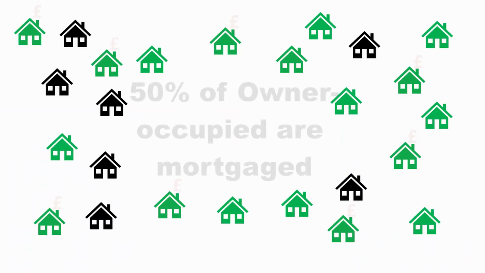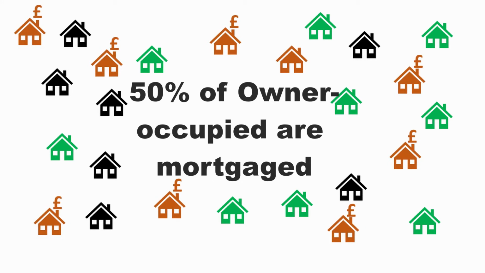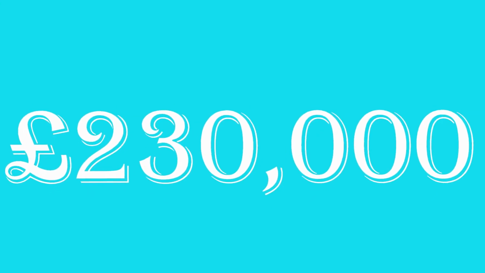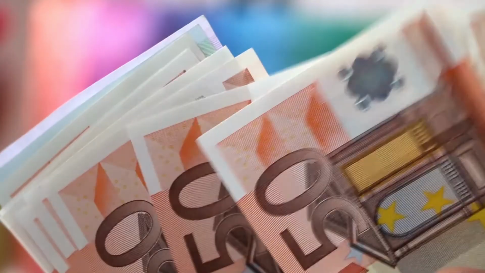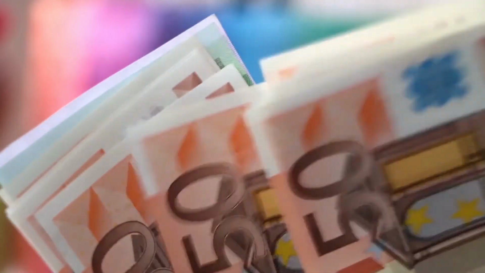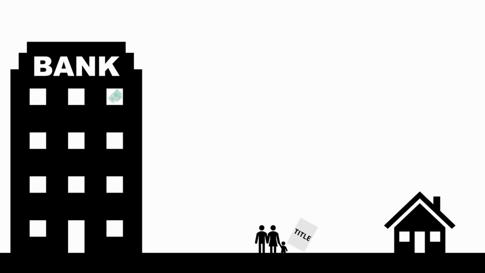As we've seen in previous videos, it is the minority of people who are able to afford to buy a house outright in cash. The average house price is around £230,000 in the UK. Fine if you've got that sort of money lying around, but most of us have to find another means of obtaining the funds to purchase a property. A mortgage is one way of borrowing that money.